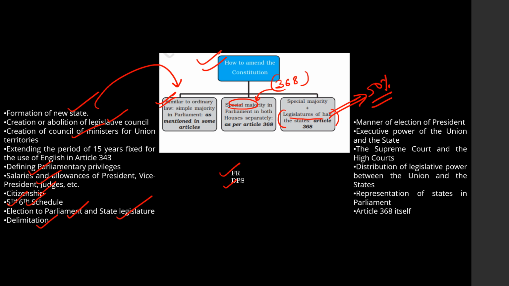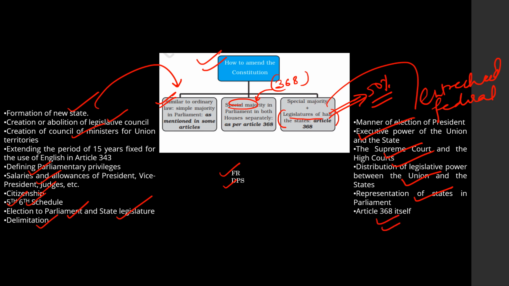And which are these provisions? These are entrenched provisions, which are the federal provisions of the constitution, for example, election of the president. Then you can see Supreme Court, High Court, distribution of legislative power between union and states, representation of states in the parliament, and Article 368 itself.